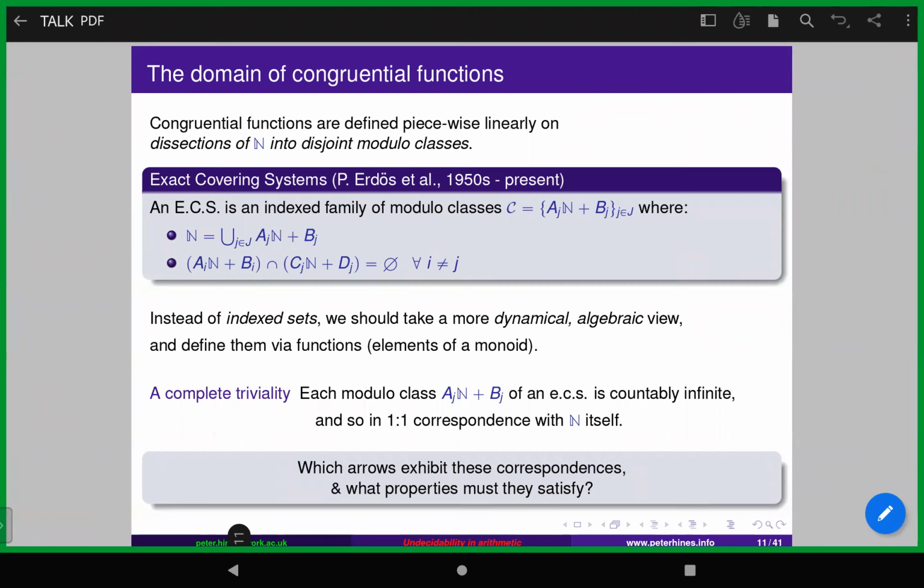And all I'd like to do is take this simple definition and characterize it in terms of elements of a monoid rather than in terms of sets, intersections and unions. So I'm going to look at a monoid of functions on the natural numbers. Every modulo class, trivially, is countably infinite and in one-to-one correspondence with the natural numbers. So I'm going to look at the algebra of the functions that exhibit this correspondence.